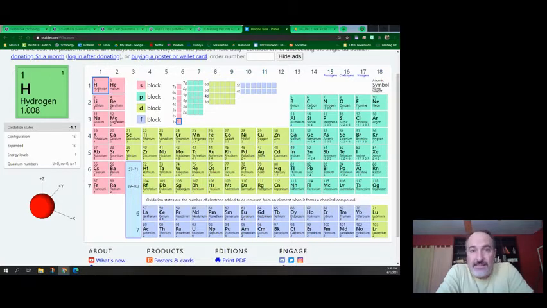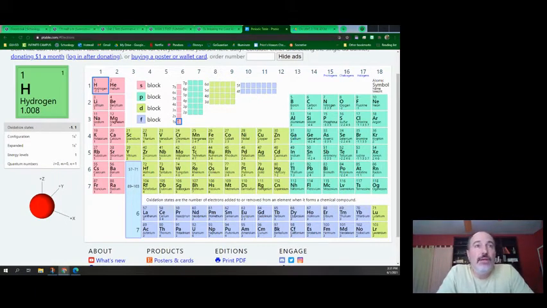Now, the basic concept, as hopefully you know by now, is that electrons are lazy and they want to occupy the lowest energy level possible. All right. And the periodic table is actually set up in order to show that. It's kind of crazy, but it actually is set up this way.